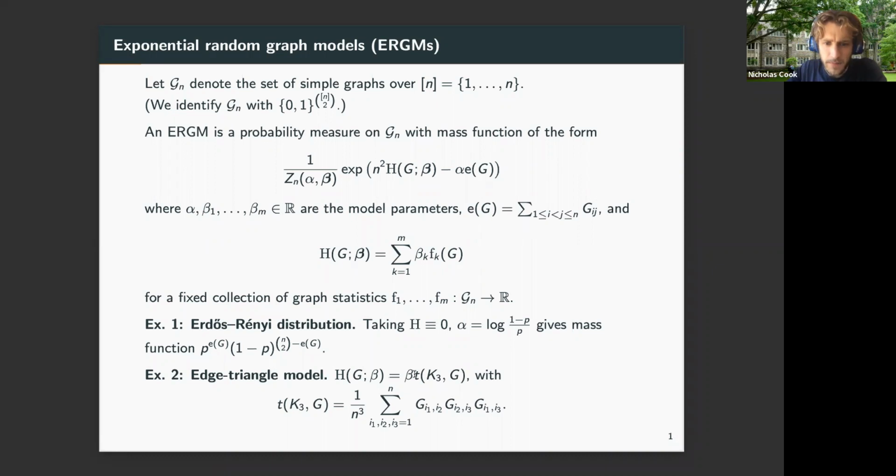Okay, and then we just have a single beta. So for the edge triangle model, you just have 2 terms. You have some weight on the triangle density and then another weight alpha on the edge density.